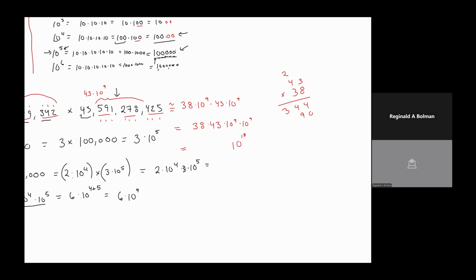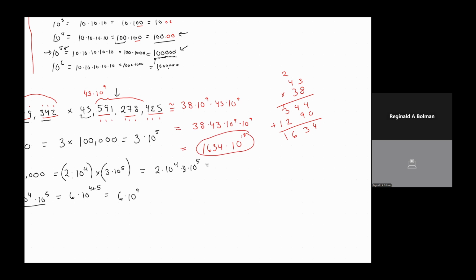Add everything together, you got 4 and 0 is 4, 9 and 4 is 13, carry your 1. 1 and 3 is 4, 4 and 2 is 6. So you've got 1634 times 10 to the 18th. And that is a much better answer.